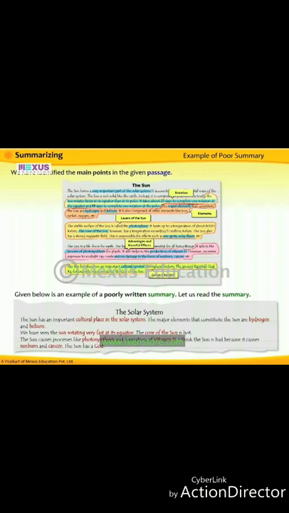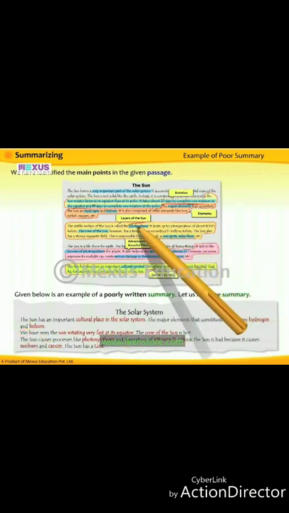There are numerous problems with this summary. While the title of the original passage is The Sun, the title of the summary is The Solar System. The original passage, however, deals only with the sun. This poorly written summary does not follow the order of information. In fact, it mixes points together. The summary is not written in the third person and uses the pronouns we and I.